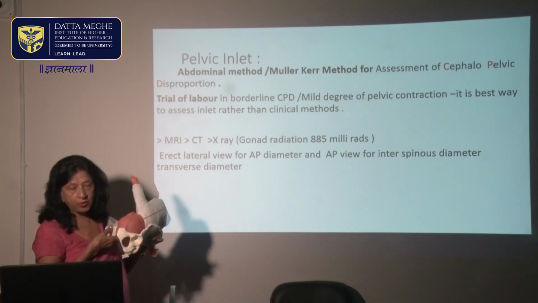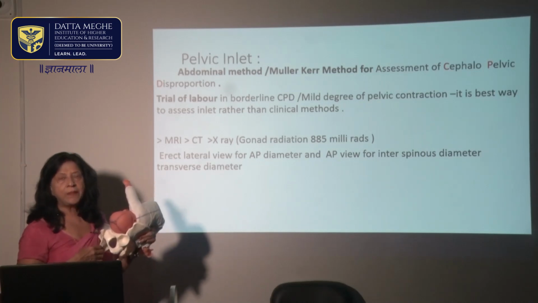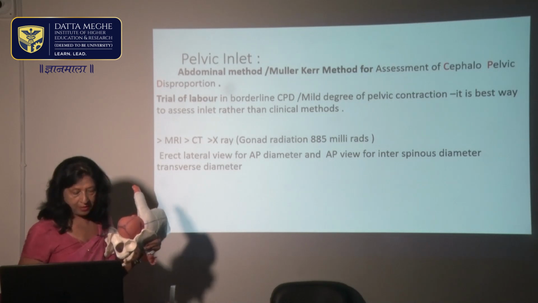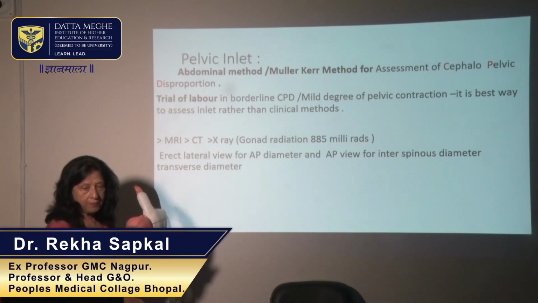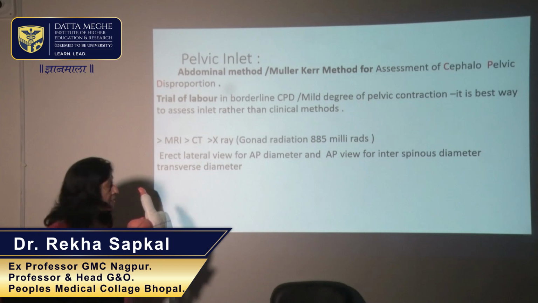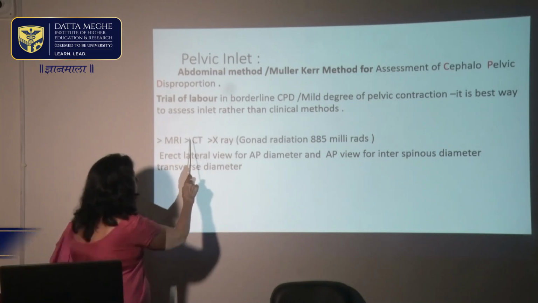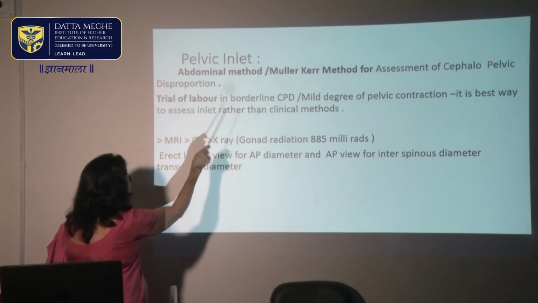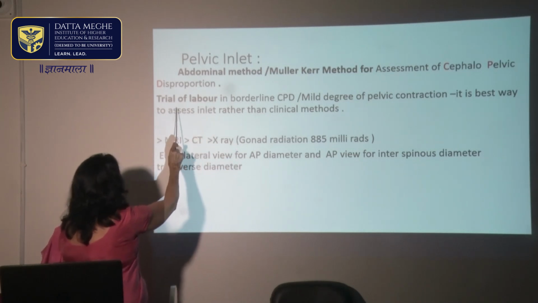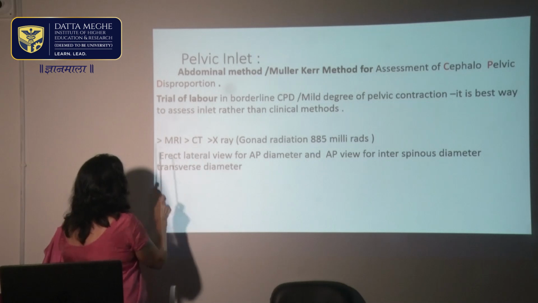So, how do I do it? The name of the method is the Muller-Kerr method. Muller-Kerr method. There are other methods also. Suppose it is a borderline pelvic contraction we have discussed. What is the line of treatment? Trial of labor is given.